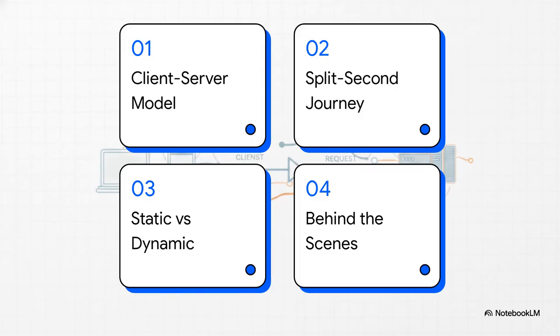Here's our roadmap for today. First, we'll cover the client-server model. Second, the split-second journey. Third, static versus dynamic content. And finally, number 4, behind-the-scenes complexity.